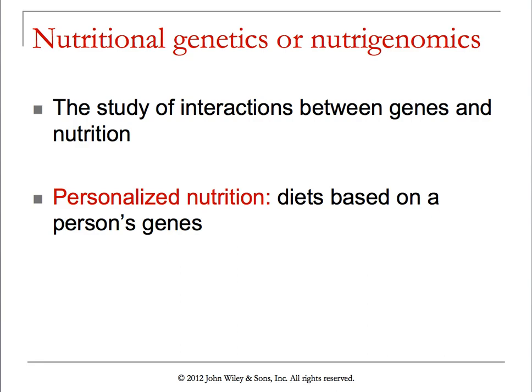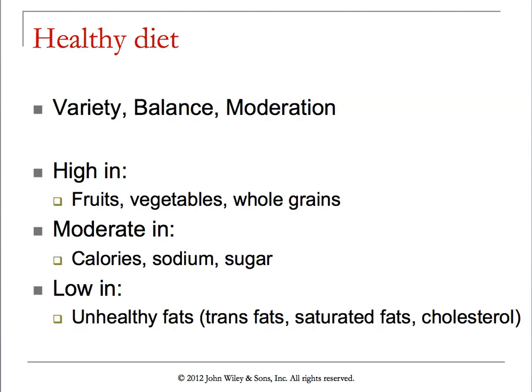Now, one thing that's been in the news a lot lately, and we will continue to read more and more about it, is nutritional genetics or nutrigenomics. So this is the study of interactions between genes and nutrition, and it can result in personalized nutrition, which are diets based on a person's genetic makeup.